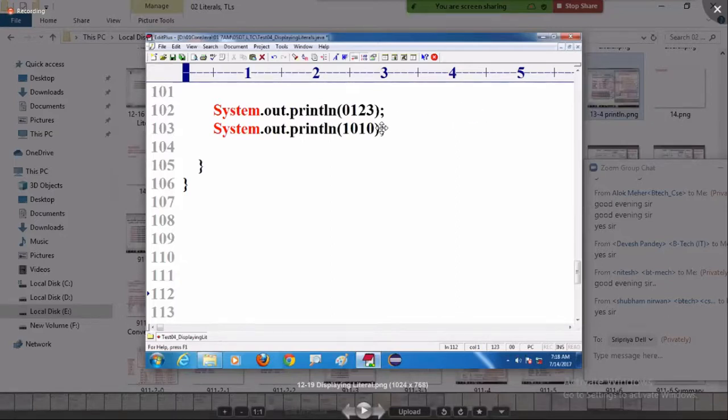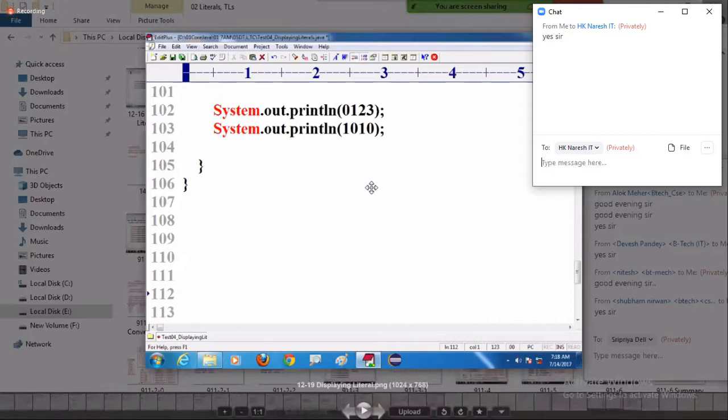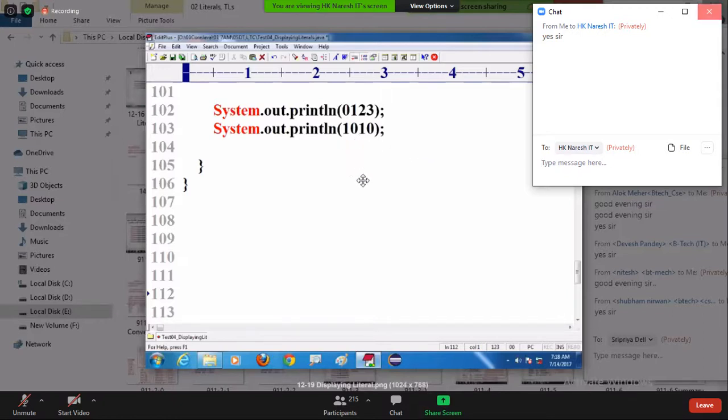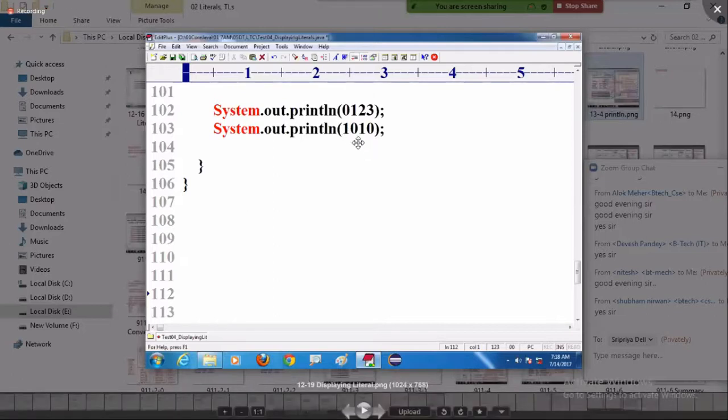Now tell me, 1010, what is displayed? Is it a decimal number or a binary number? Come on. It is a decimal only, not binary. Even though only 1s and 0s are there, it is not binary. It is a decimal number, so 1010 is displayed as it is.